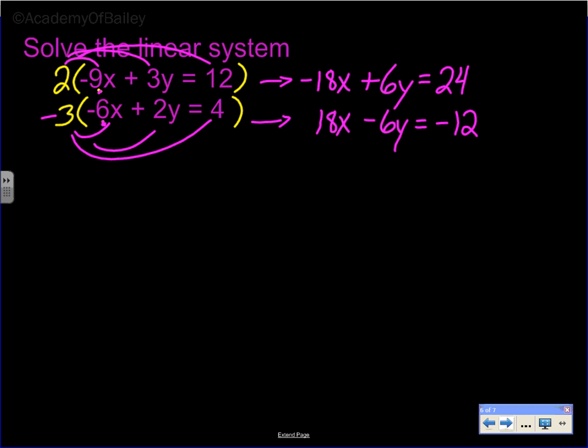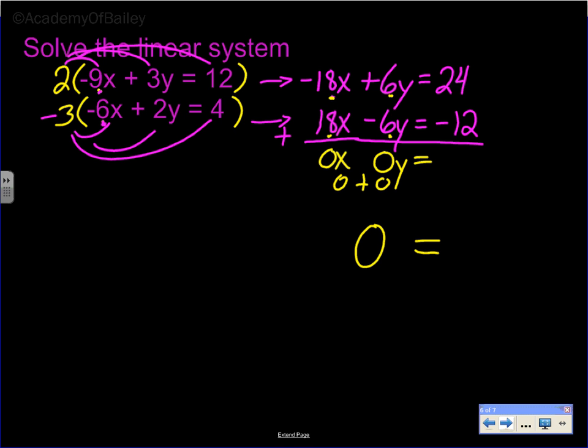Well, now if we look here in front of the x's, we have opposite coefficients. So let's go ahead and add those. Negative 18x plus 18x will give you 0x. 6y plus negative 6y will give you 0y. They're canceling out here. On the left side we have 0 plus 0, which is just 0. And on the right side, 24 plus negative 12 is going to give you 12. So 0 is equal to 12.